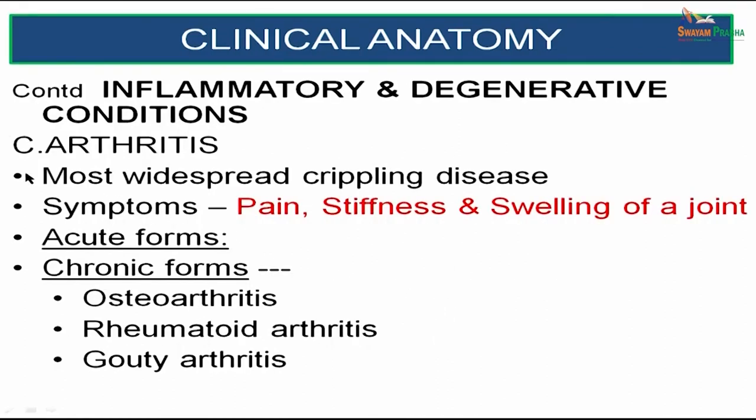Then we have the condition called arthritis. Arthritis is the most common condition. It's a very crippling condition. It causes pain, stiffness, and swelling of a joint. It can occur in various forms, acute and chronic, that means severe or long drawn out. And it can have various reasons. We can have osteoarthritis, we can have rheumatoid arthritis, we can have gouty arthritis.